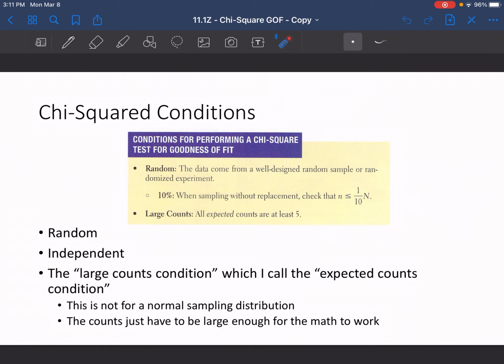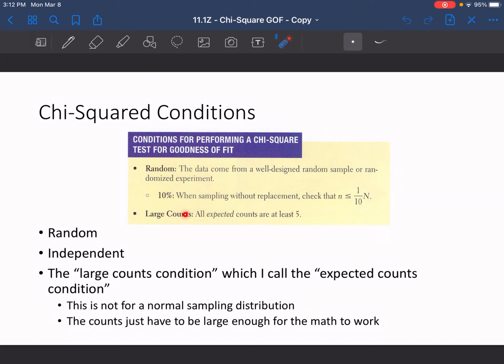Now, because this is a test, there are conditions that must be met in order for our test to be fairly valid. The first condition is that it must be random. The data comes from a well-designed random sample or randomized experiment. It must be independent. So when sampling without replacement, we want to check that the number in our sample is less than 10% of the total population that it represents. And then instead of normal, we must pass a large counts condition. So all expected counts are at least 5 in this case.